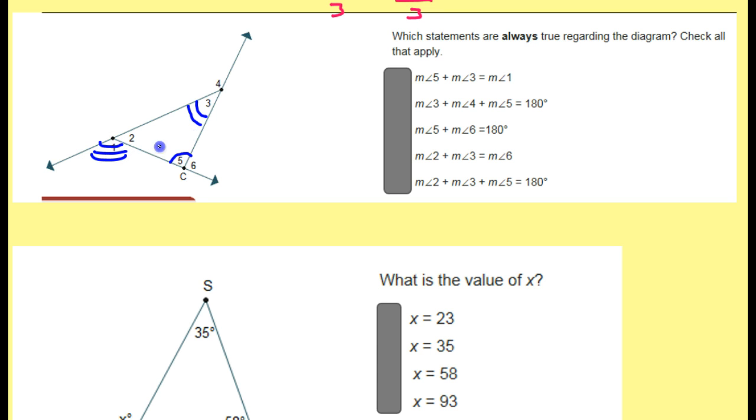Yes, so that's that theorem that says an exterior angle is equal to the sum of the two remote interior angles. So this plus this has to equal that. That's one of those theorems. So yep, that's always going to be true.